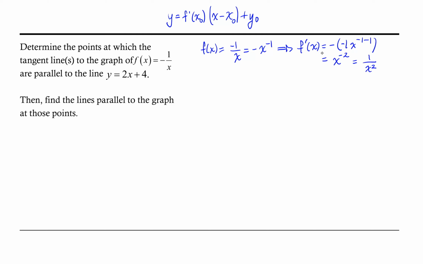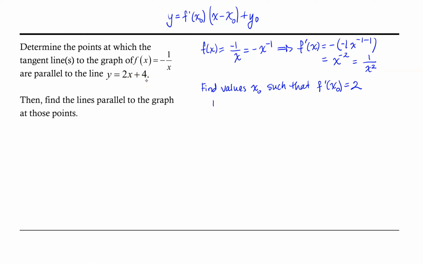Now, what we want to do is find where this derivative, or where this slope, equals 2. So now we want to find values x naught such that f prime of x naught equals 2. And that will then identify the x coordinates where the slope of the tangent line is in fact parallel to this line, y equals 2x plus 4.